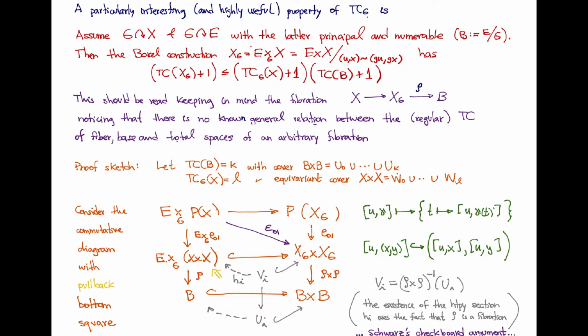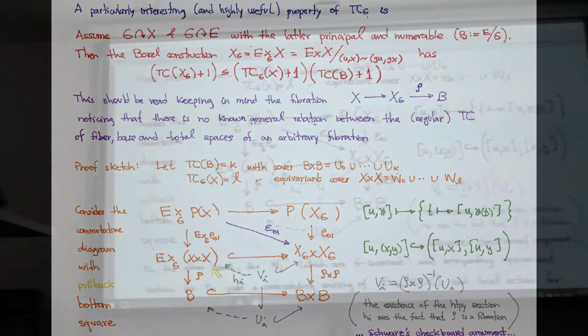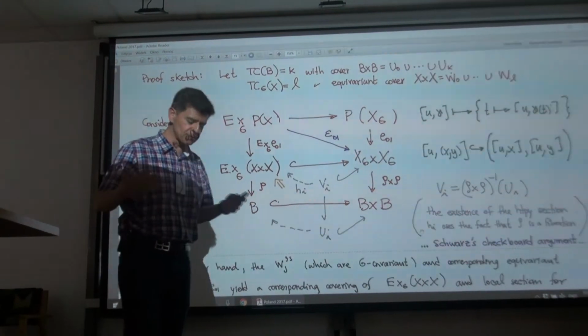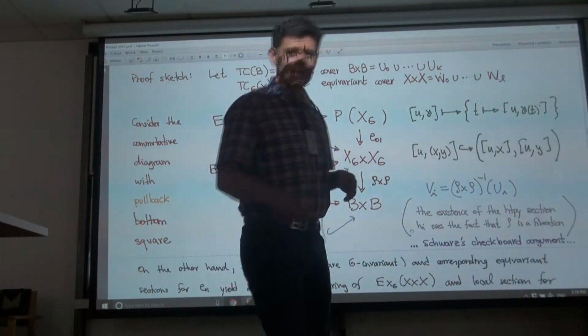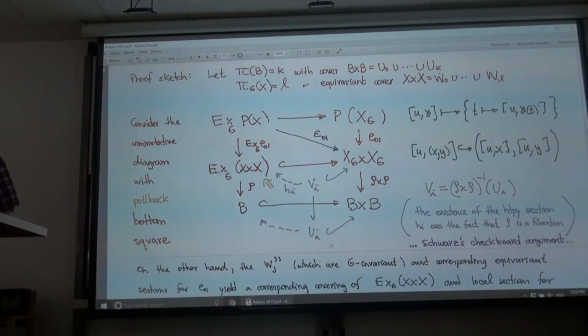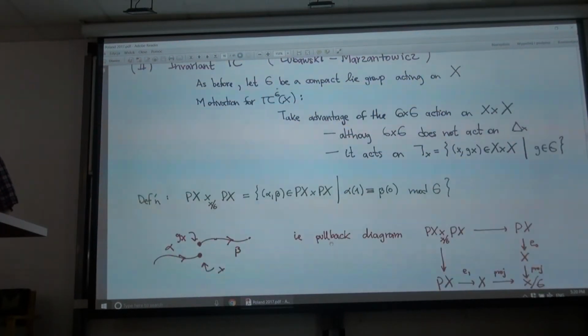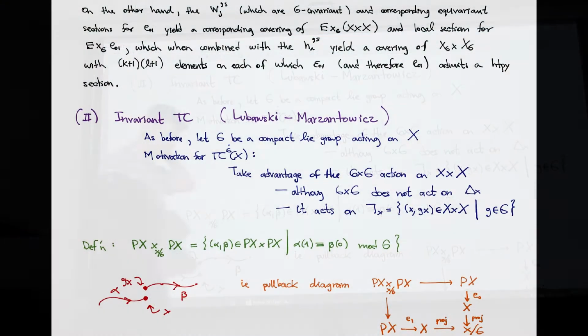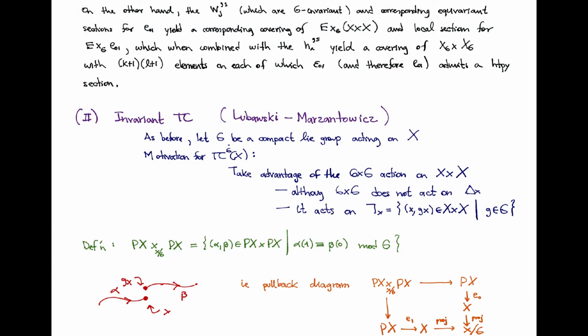And that's a very neat thing with connections to the topological complexity of groups, namely of Eilenberg-MacLane spaces K(π,1). I'm saying this because I might not have enough time for going up to that point. All right. So before going into the Dranishnikov strongly equivariant topological complexity, it is natural to talk about the invariant topological complexity introduced by Lubawski and Marzantowicz, which arises as follows.